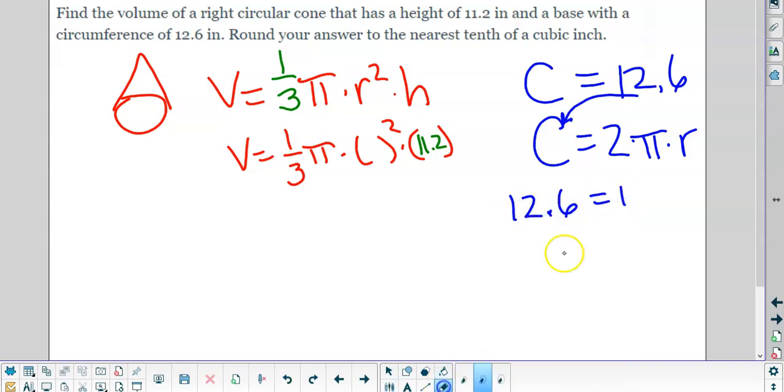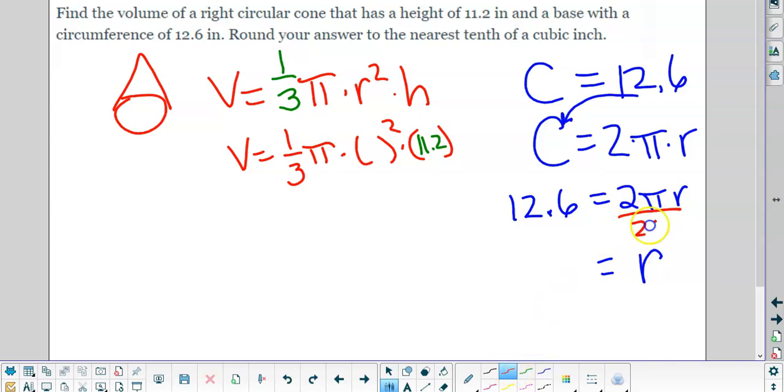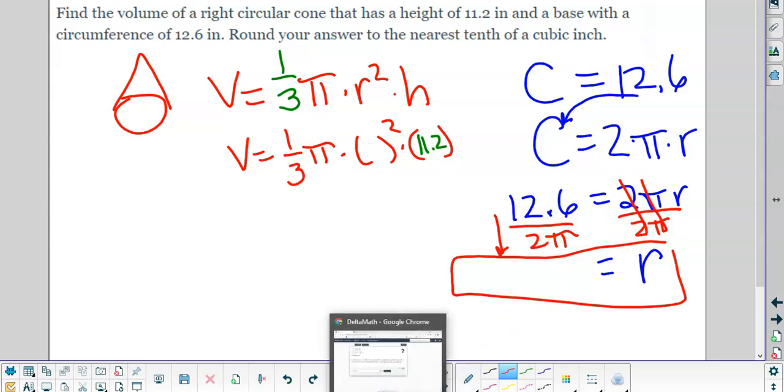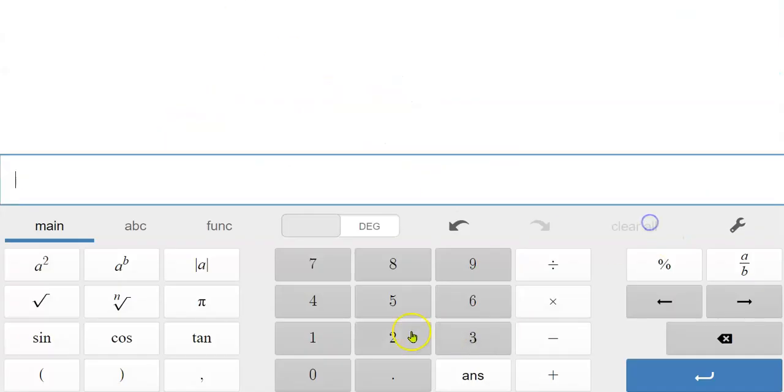But we don't know the radius. So we will leave all these other numbers the same. We want to know the radius. So in order to get the letter r by itself, we simply divide both sides by 2 pi. That eliminates them from the right side. And all we need to do now is go figure out what this crazy decimal number is going to be. And it's going to be long, and you have to use the whole number. So 12.6 divided by 2 pi.